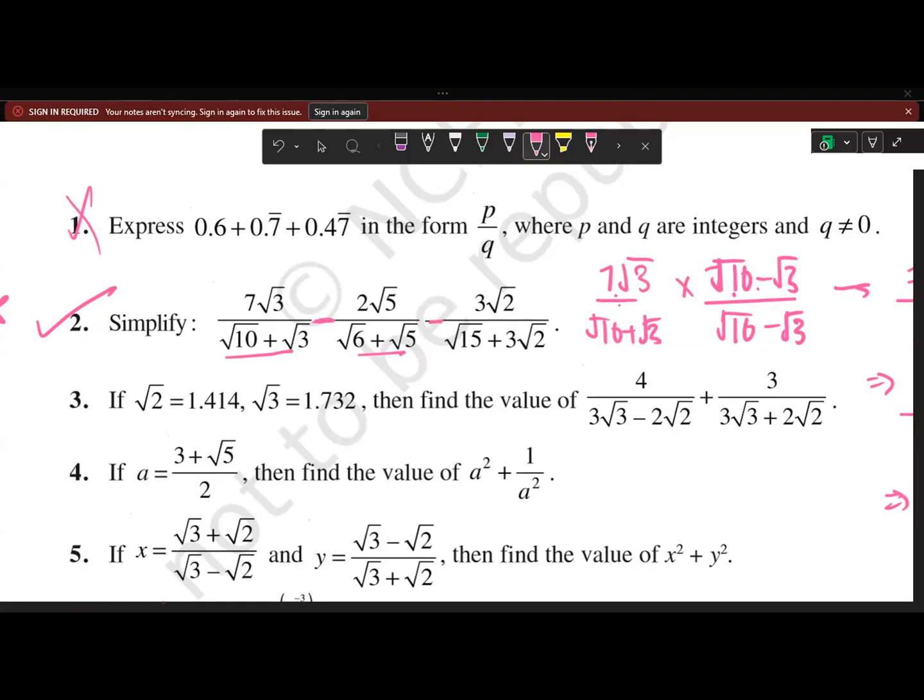When you're done, just raise your hands, okay? And just respond that you're done.